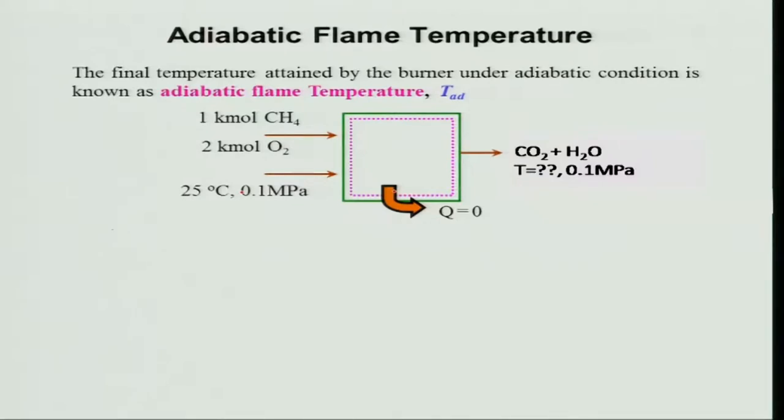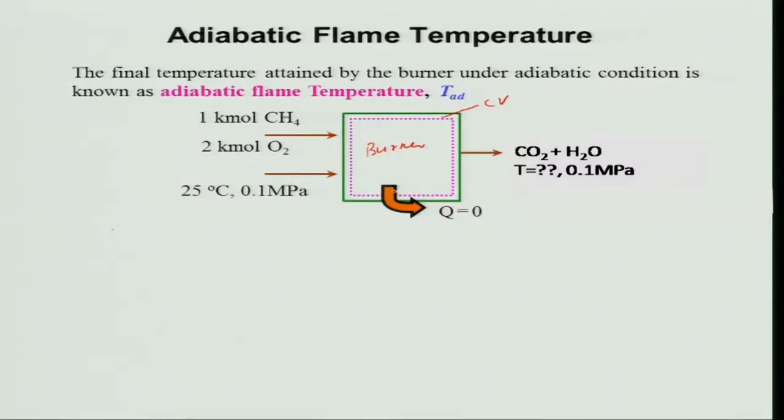Now, if you look at that, it is going to products, CO2 and water. And what will be the temperature at the product? Of course, it may be at a pressure of 0.1 megapascal. And keep in mind that if I take this as my burner, I can take this as a control volume. This is my control volume and no heat is going out of this burner.